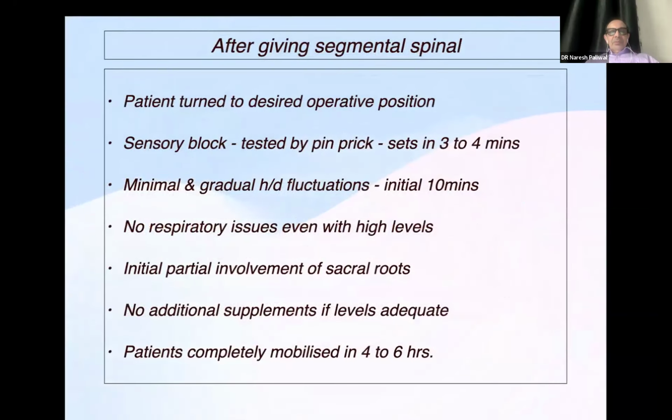After giving segmental spinal, the patient is turned to the desired operative position. The sensory block can be tested within 3 to 4 minutes. There are minimal, gradual hemodynamic fluctuations, usually within the first 10 minutes. No respiratory issues even with high levels of block because mostly it is a sensory block. Initial partial involvement of the sacral roots can be seen, depending on the dose you have used in the segmental spinal. No additional supplements if levels are adequate. Usually they don't require any additional supplements, and the patient can be completely mobilized in 4 to 6 hours.